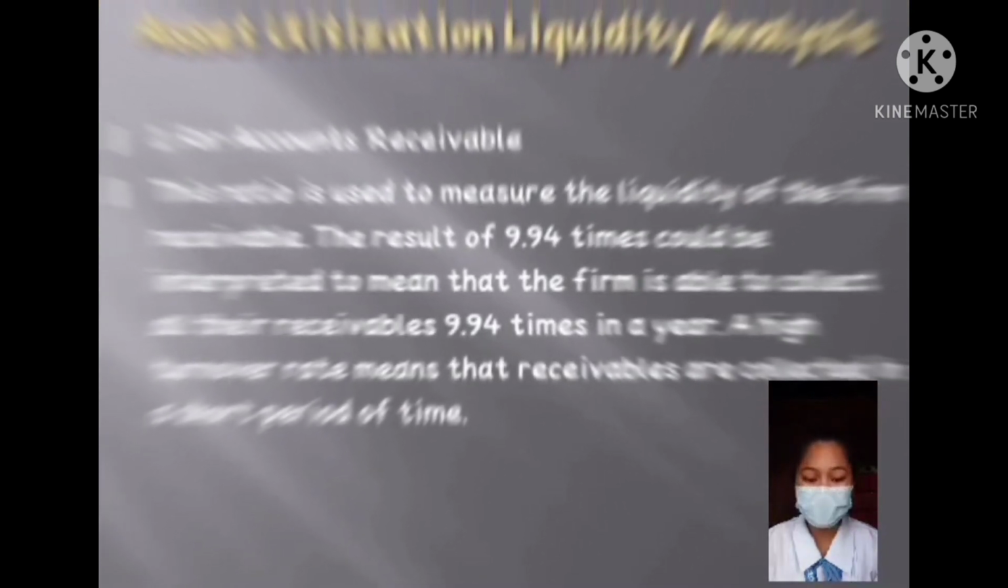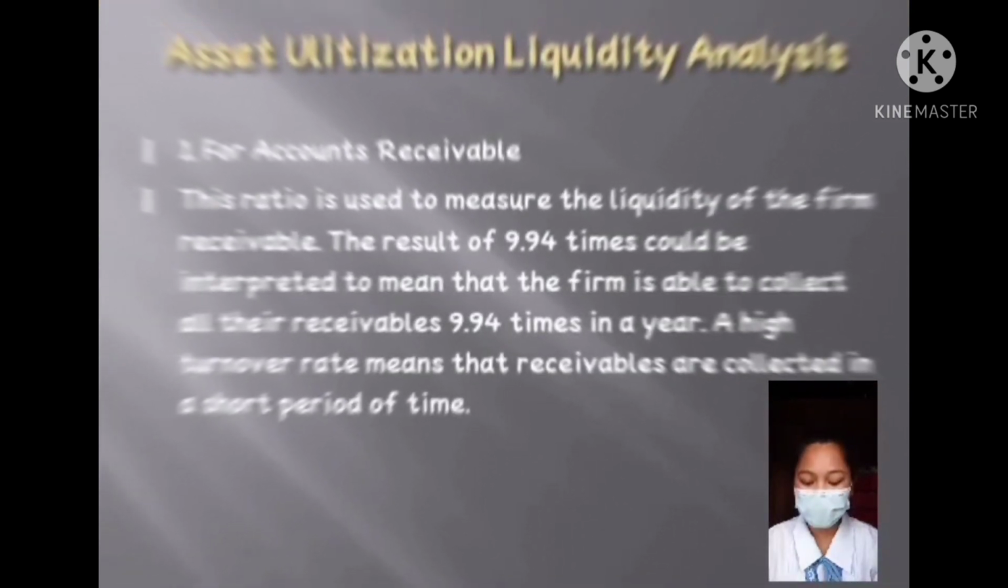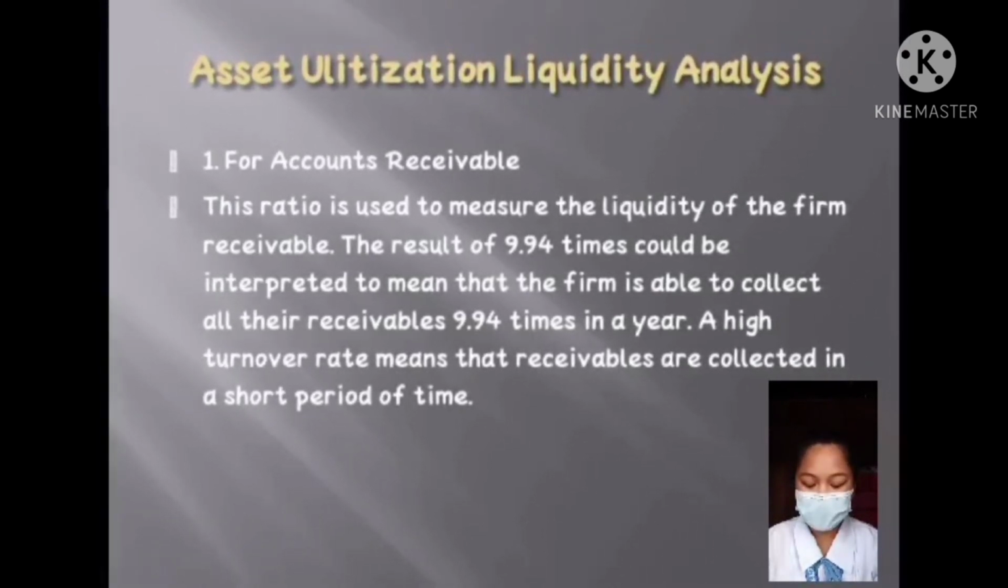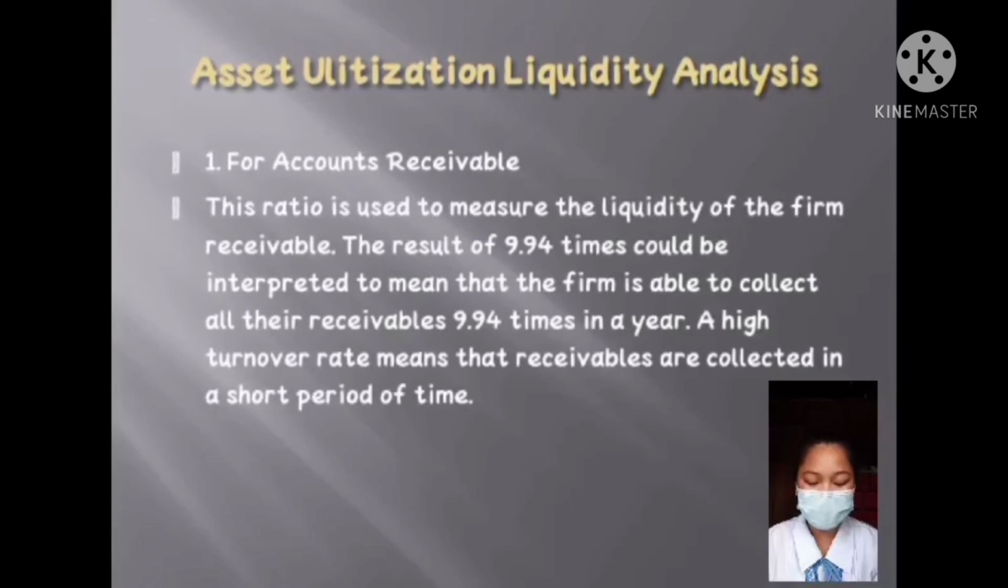Accounts receivable. The accounts receivable is the balance of money due to a firm for goods or services delivered or used, but not yet paid for by customers. Accounts receivable are listed on the balance sheet as current assets, the amount of money owed by customers for purchases made on credit.